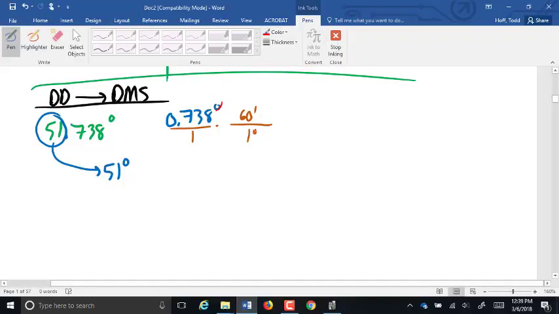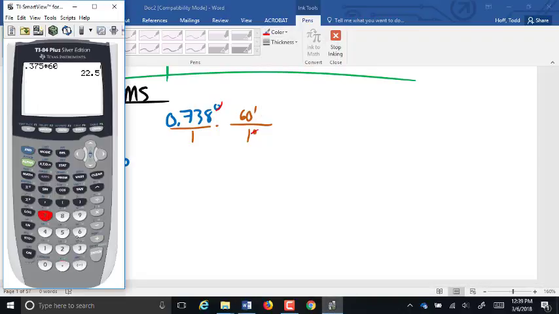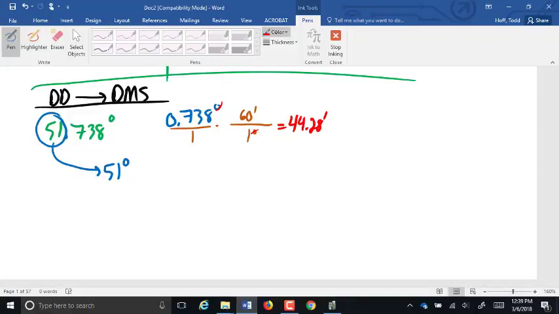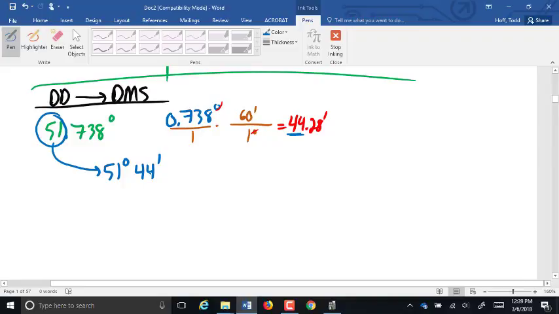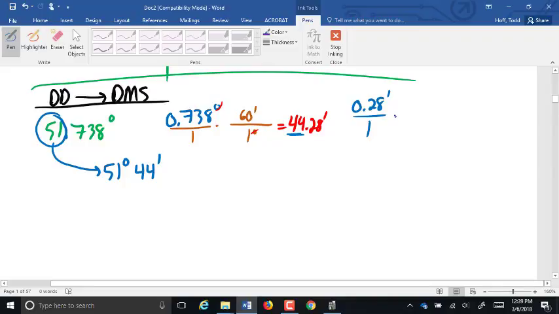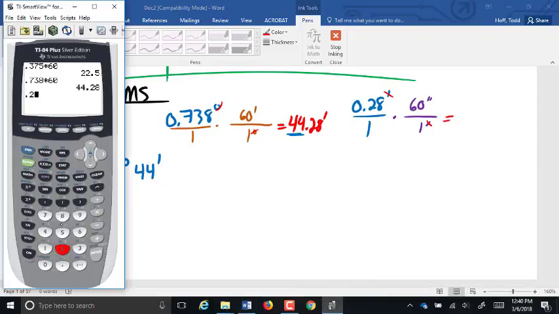So the degrees cancel out, and you can see basically what it becomes is 0.738 times 60. So we get 44.28 minutes. Now again, just like we did with the degrees up here, we take the whole number off that. The 44, that is our minutes. And we're going to take the decimal, the 0.28 minutes, and we're going to convert that piece into seconds. So 1 minute is 60 seconds. The seconds cancel out, and it is 0.28 times 60.